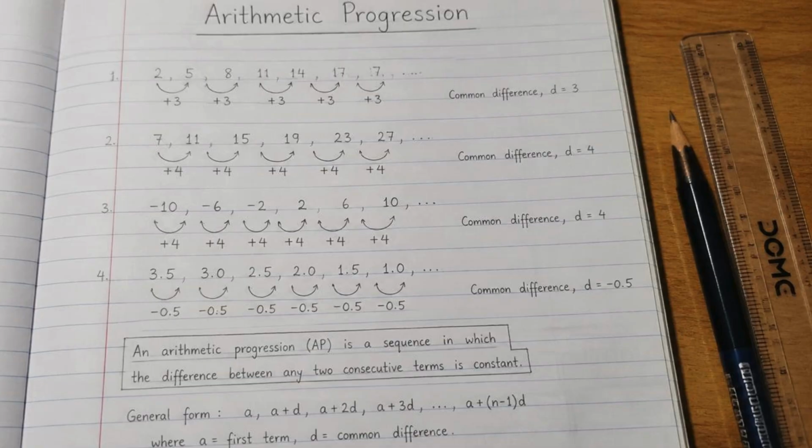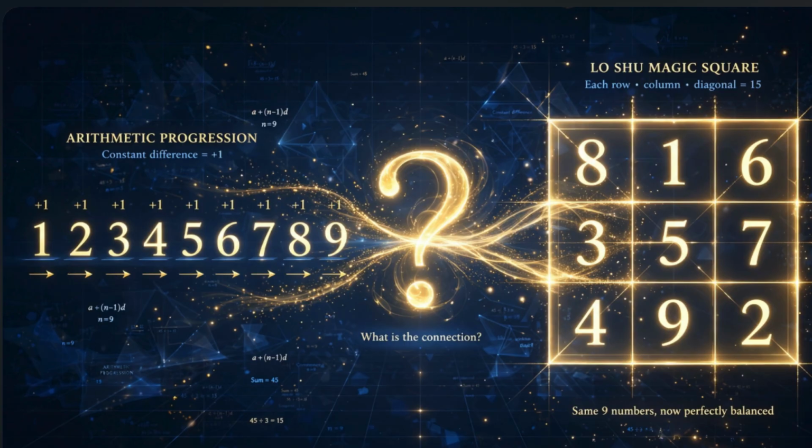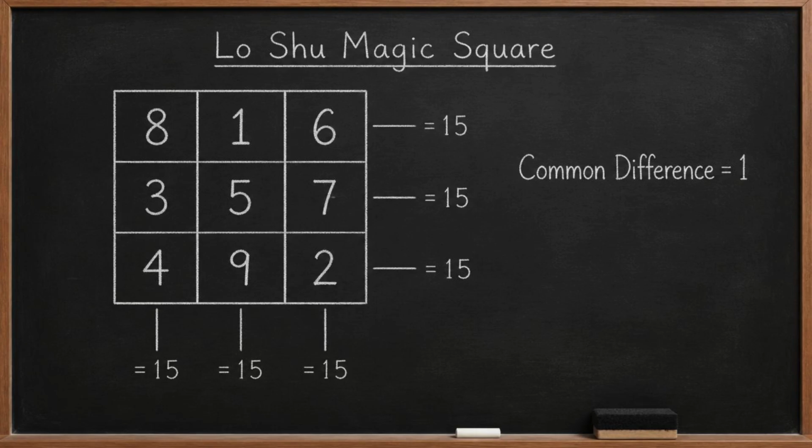Now comes an interesting question. What is the connection between arithmetic progression and magic squares? Let's look at the famous Lo Shu Magic Square. The numbers used are 1 to 9. This is also an arithmetic progression because the common difference is 1. From this, we understand an important idea.